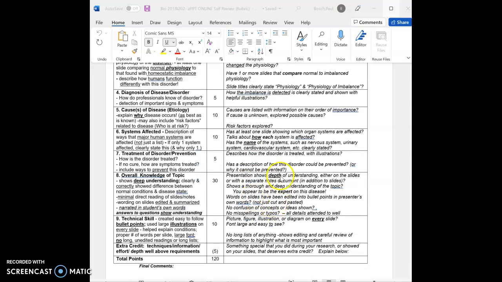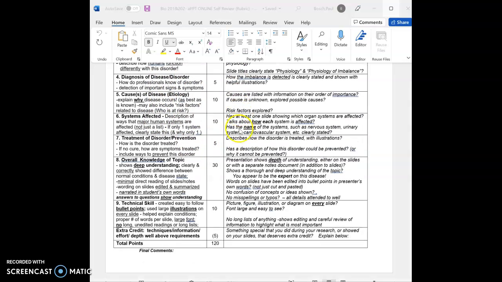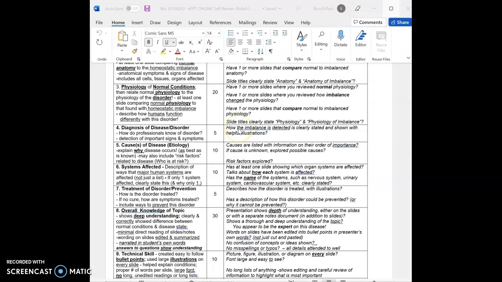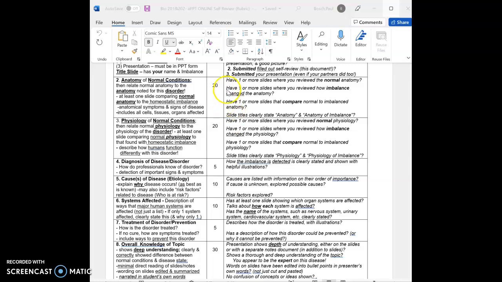Really low scores only come from like ignoring all this. I've had people just write about the disease and they get like 20 points out of 120 because they haven't done the system, the cause, the diagnosis, the anatomy. So really follow this exactly. And I would suggest following it in order. People have said, do I have to go in order? Well, if you do it in order, then you're sure of having it. That's the one thing. If you go out of order, I'll try to figure it out. But I would suggest trying to put it in order if you can.